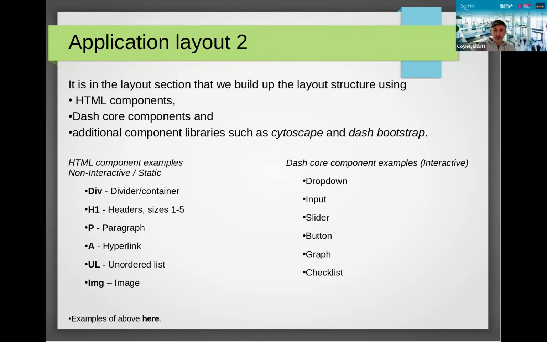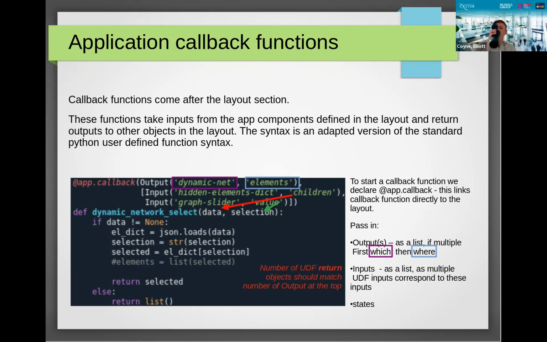So next, we're going to consider the callback functions. The callback functions are what allow you to make your graph or the web app interactive. Basically, the idea is that a callback function will have inputs and outputs, and it's very much related to a Python user-defined function, which you'll recognize for this bottom three quarters. This just looks like a standard Python function. We've got two inputs, data and selection, and then we either return an empty list or something else.